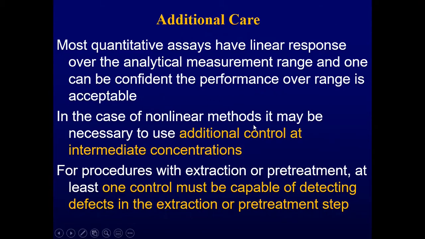In case of nonlinear methods, for example, sometimes the results of ELISA reading are nonlinear. It may be necessary in that situation to use additional control at intermediate concentrations. For procedures which involve pre-treatment of the sample or extraction of analyte from the sample, for example, DNA or RNA extraction, then at least one control must be capable of detecting the defects in the pre-treatment step.